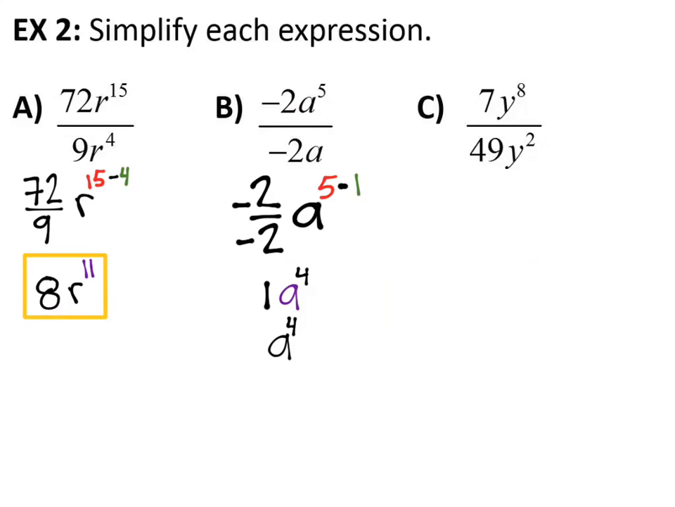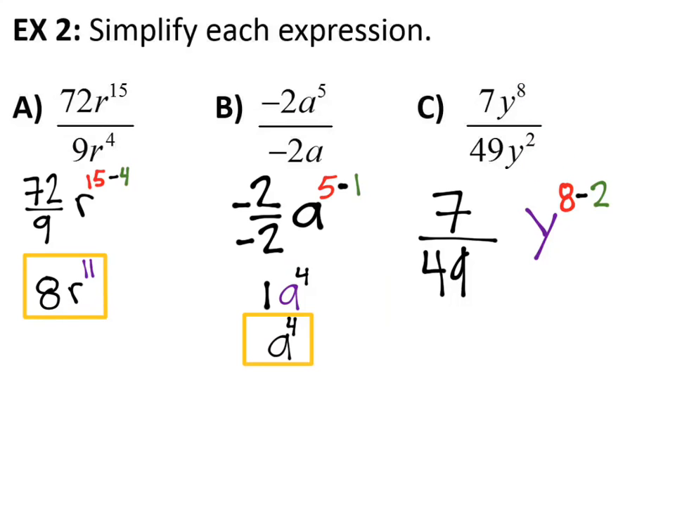So our next piece here, we'll notice I have a 7 divided by 49, so I separate that out, and then I have a y to the 8th and a y to the 2nd, so I do y to the 8 minus 2. And then from there, 7 and 49 can both be divided by 7, so I get 1/7. And if you're like, whoa, wait, what happened? Remember, I divide 7 by 7, 49 by 7, and I get 1/7. And then 8 minus 2 gives me y to the 6th as my final answer.